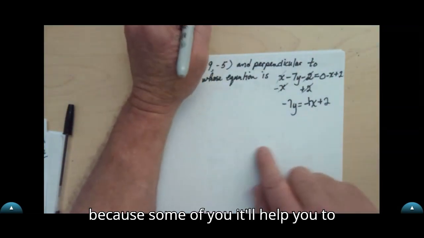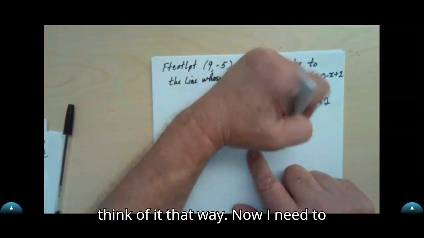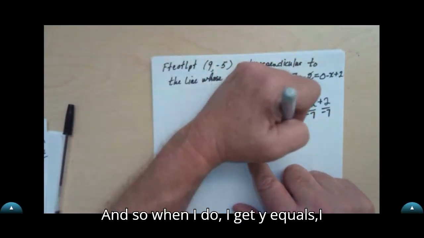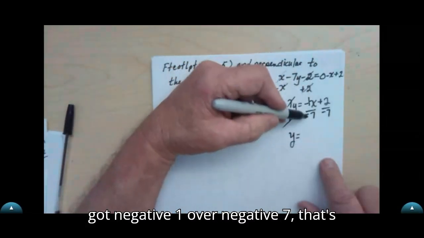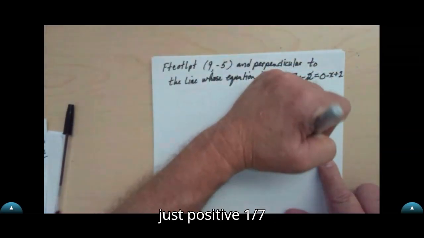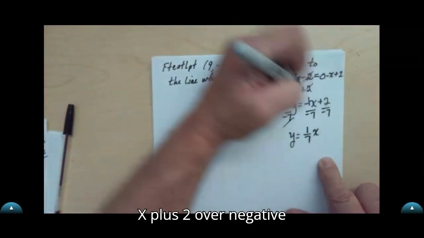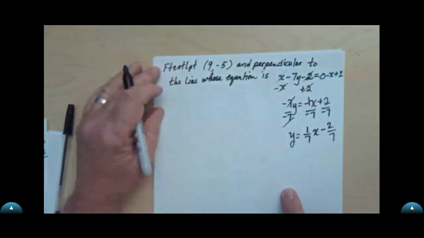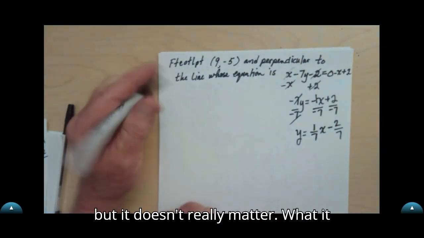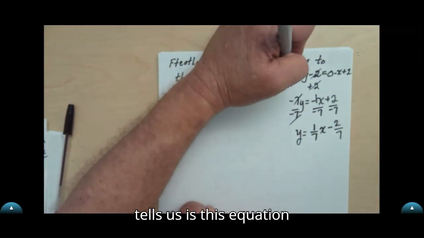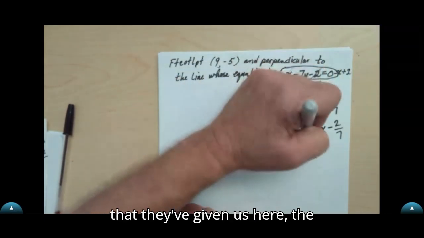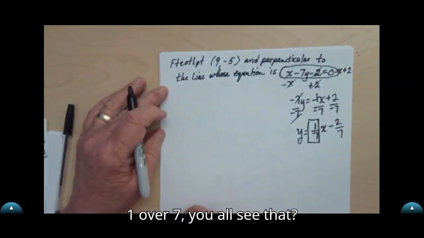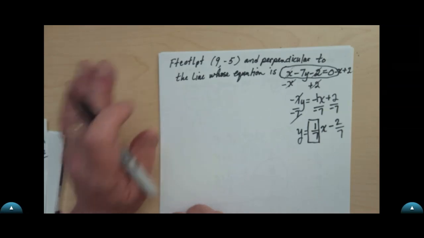I just say that because some of you, it'll help you to think of it that way. Now I need to divide each side by negative 7. And so when I do, I get y equals negative 1 over negative 7, that's just positive 1/7 x, plus 2 over negative 7, so that's just minus 2/7. So again, that's kind of messy looking, but doesn't really matter. What it tells us is that for this equation they've given us, the slope of that line is positive 1/7. Y'all see that? Does everybody see what we did there?